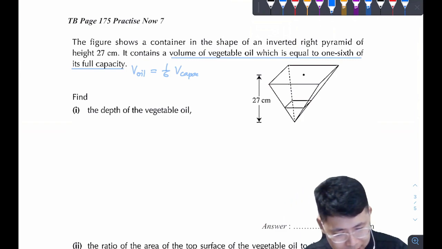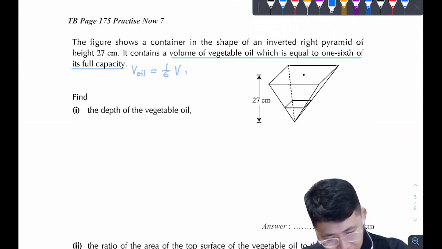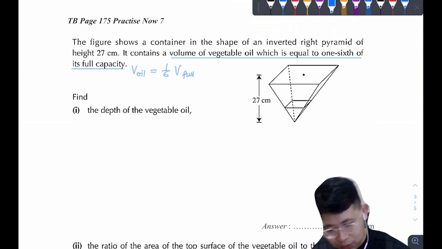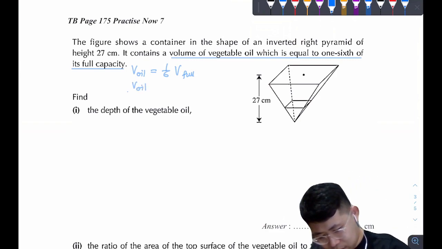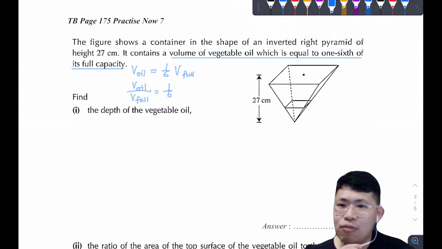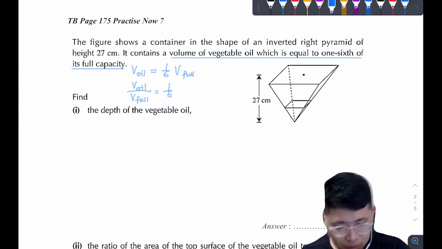Right? 1/6 of the capacity, or the volume of the full thing. Okay, volume of the full thing. So if you want to write as a ratio, V oil over V full is going to be 1/6 as a ratio, like that. Okay, so find the depth of the vegetable oil.